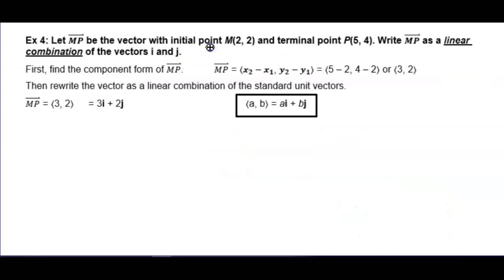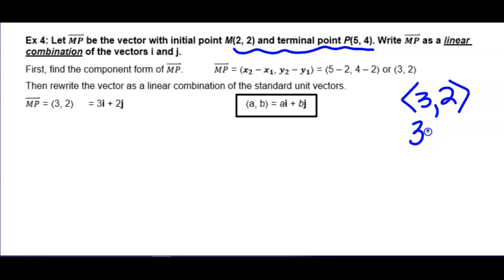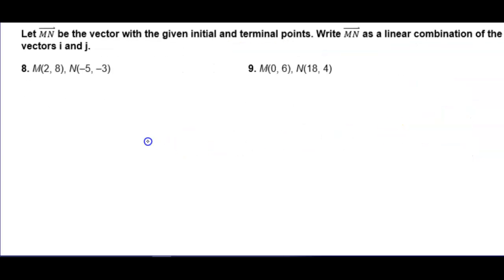So this one says we had ordered pairs, so we have to first find the components. So 2 went to 5, or 5 minus 2 is 3. And then 2 went to 4, or 4 minus 2 is 2. And then the ij form would just be 3i plus 2j vectors, because they're 1 unit each, so you just put in the i and the j. Okay, that's how easy that is.